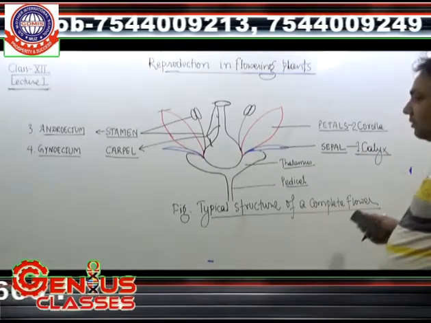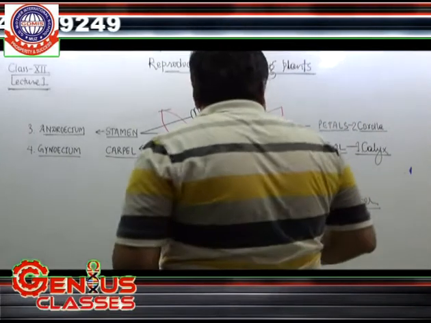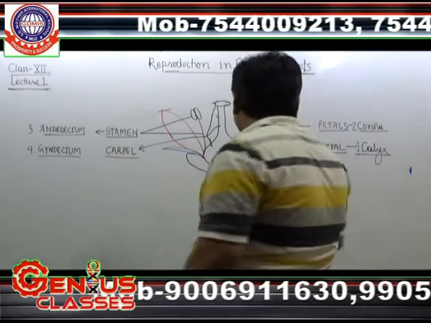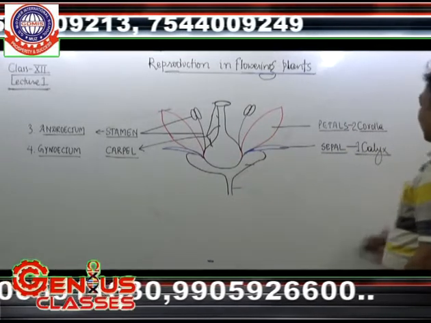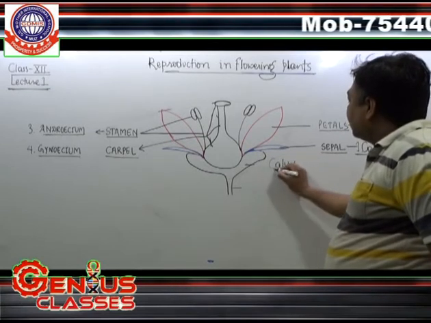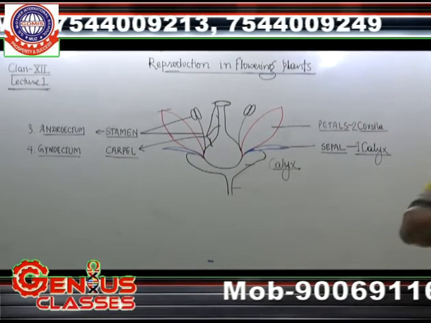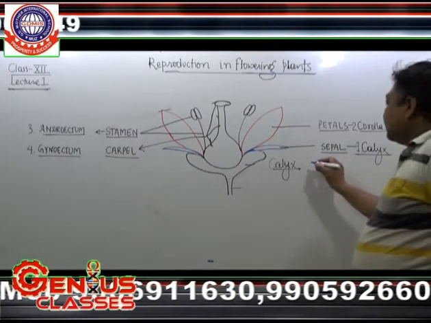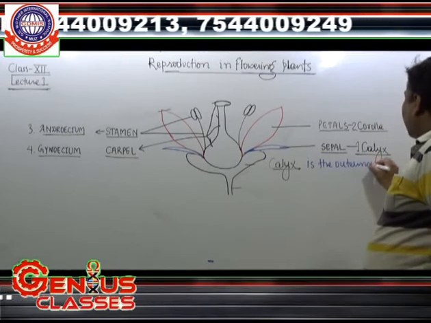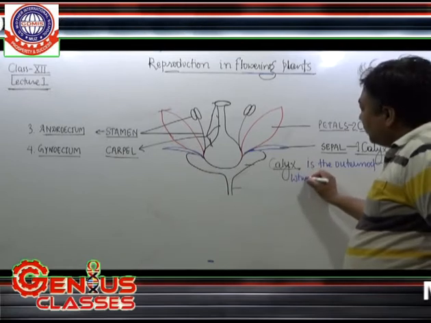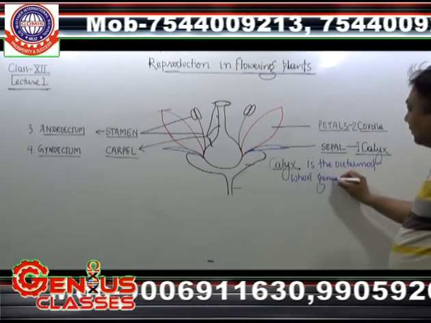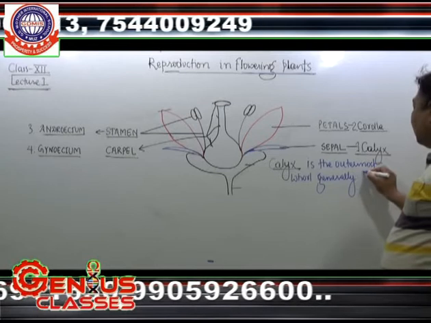Now we focus upon calyx. We write here calyx. I just omit the rest so that we can describe it in detail. Calyx is the outermost whorl, generally green in color.